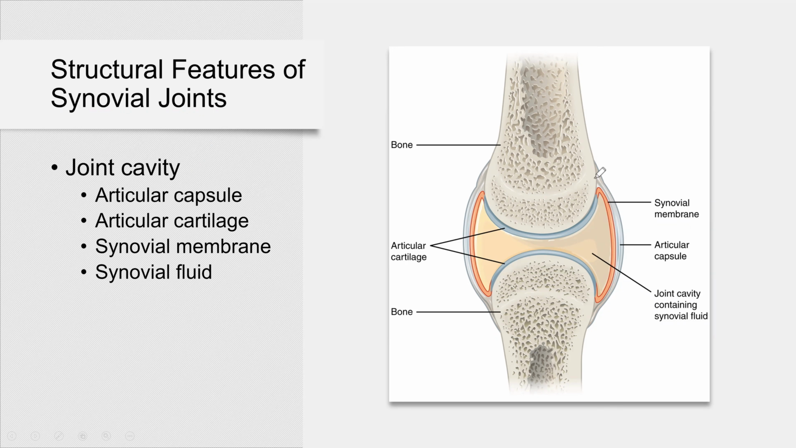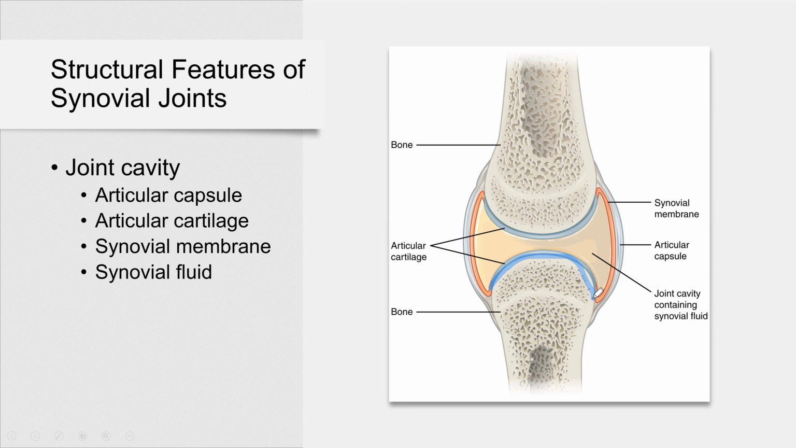Here we have the articular capsule, right? So here and here, and that's made of connective tissue. Now this capsule is covered by synovial membrane, also made of connective tissue, but this membrane secretes fluid inside this capsule, a fluid called synovial fluid. Also, bones have articular cartilage covering them, right over here and here.